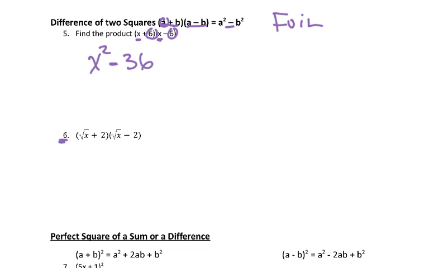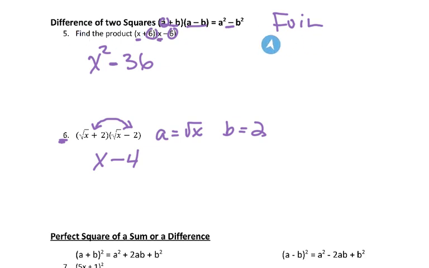Notice again, I've got square root of x plus 2 and the square root of x minus 2, right? The signs are the opposite, but everything else is the same. So in this case, our a is equal to square root of x, and our b is equal to 2. So a squared will be square root of x squared, which is just x, minus b squared, 2 squared, and that is 4.